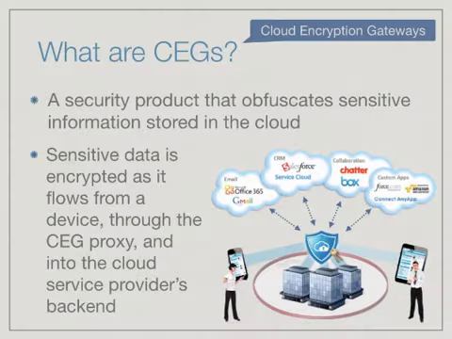Let's first go over what a cloud encryption gateway, or a CEG, is. A CEG is a security product that obfuscates sensitive information that gets stored in the cloud. So that sensitive data is encrypted as it flows from a secure device, whether it be in the walls of an enterprise campus or on a mobile device or user telecommuting, through the CEG proxy and into the cloud service provider's backend.